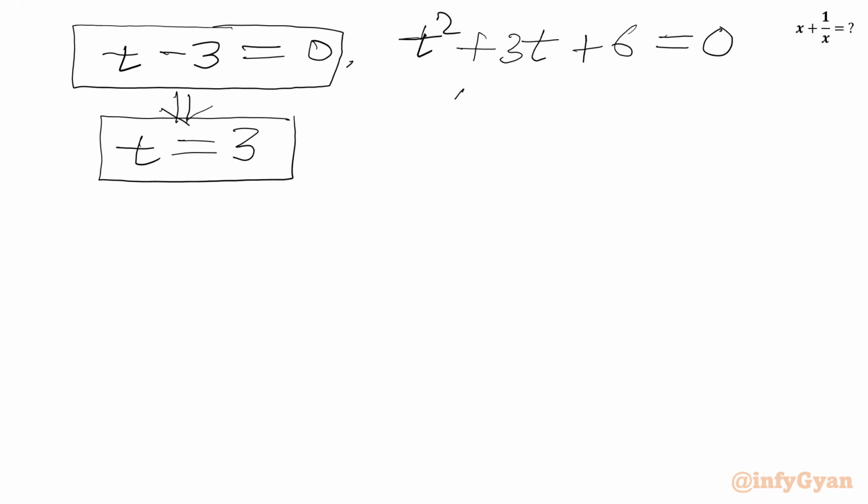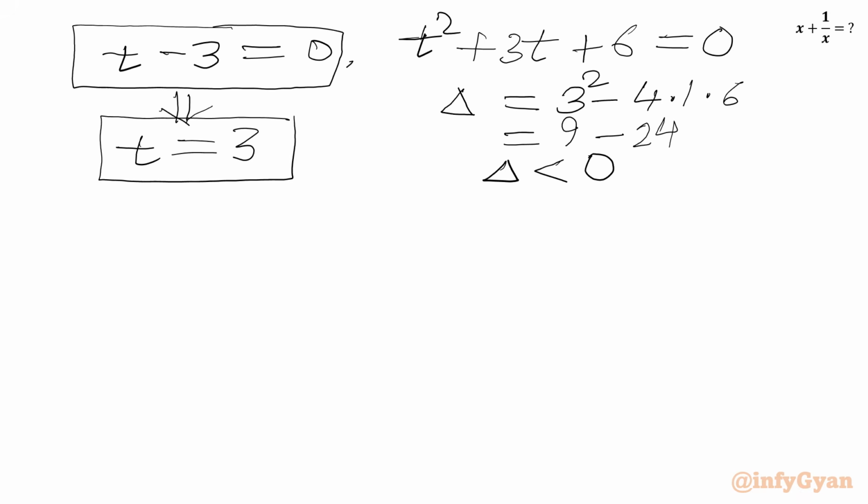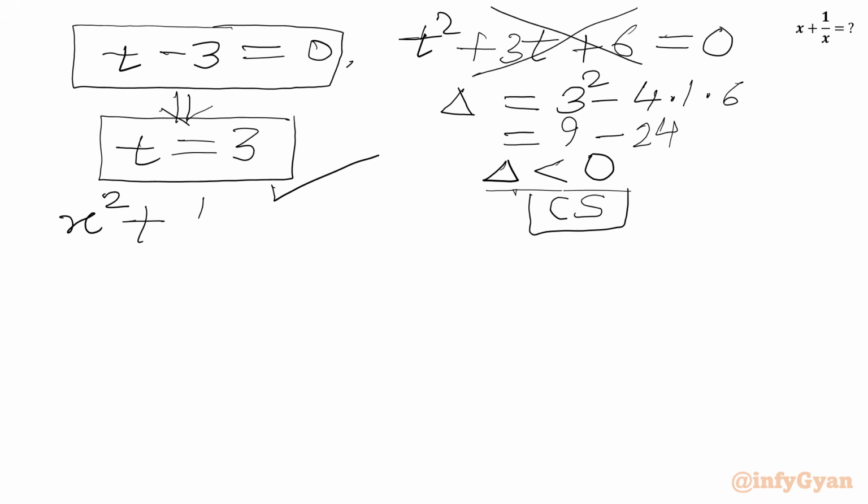Now we will check discriminant once again. For this quadratic equation, b square minus 4ac. We will write 3 square minus 4 times 1 times 6. 3 square is 9 minus 24. We are going to get minus 15. So discriminant is negative. We are going to get complex. So we can reject this quadratic equation. So accepted t would be 3. Now t was x square plus 1 over x square equal to 3.